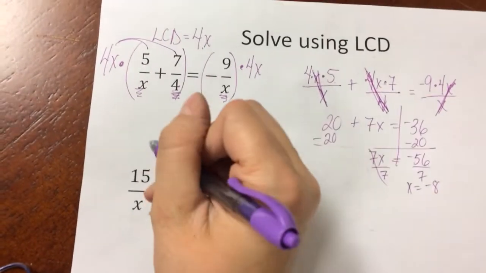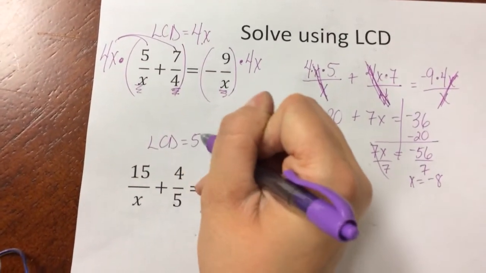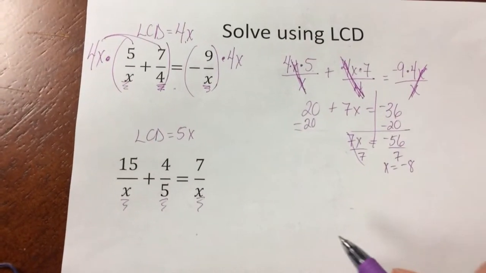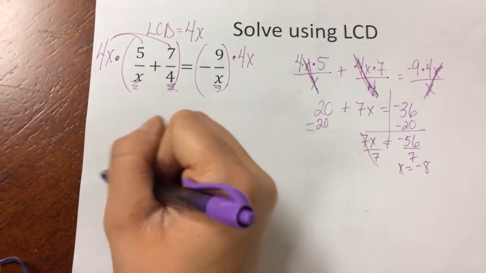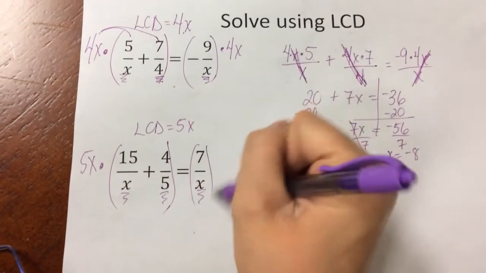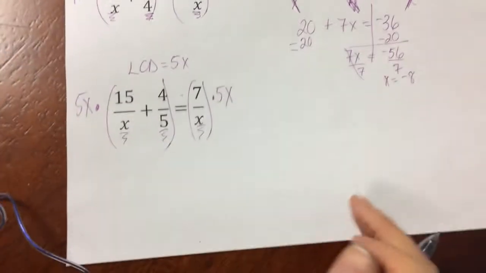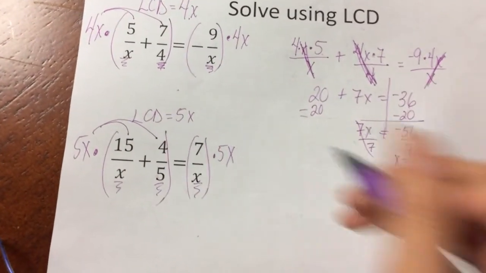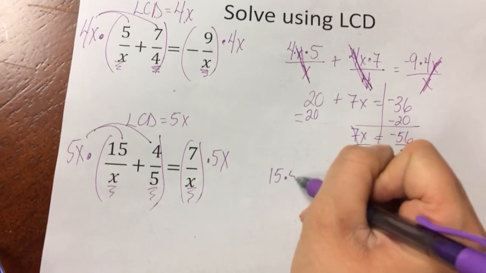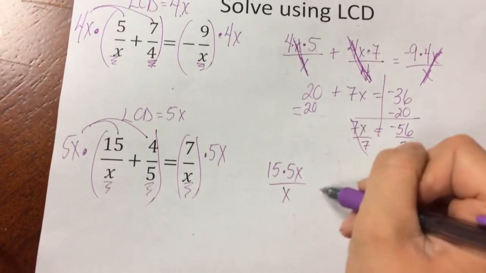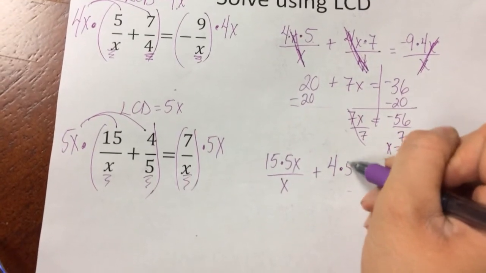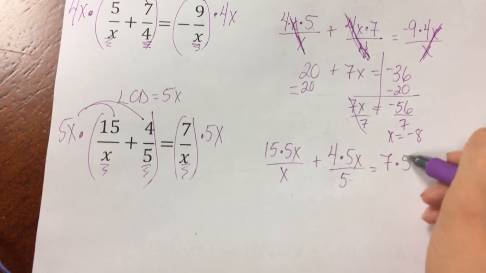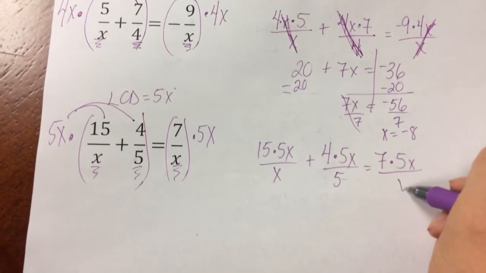This one's going to work the same way. So here our least common denominator would be 5x, borrowing the 5 from him and the x from these two, which were both denominators of x. I'm going to multiply both sides by that least common denominator, and the reason I'm doing that is to cancel out my denominators. So I'm going to have to distribute, multiplying the whole side times the 5x. I get 15 times 5x over the original denominator. I get 4 times the 5x over his original denominator, and I get 7 times 5x over his original denominator.